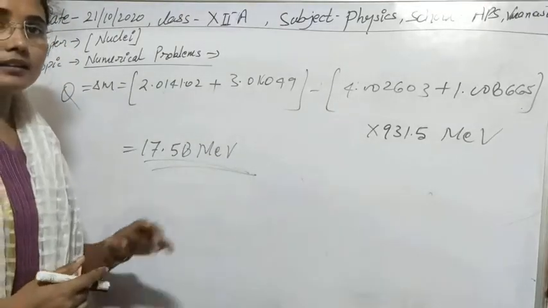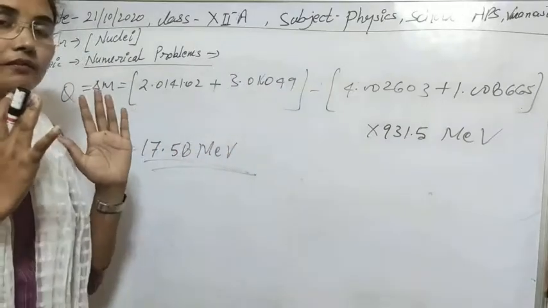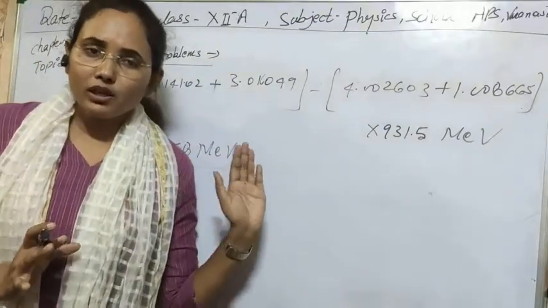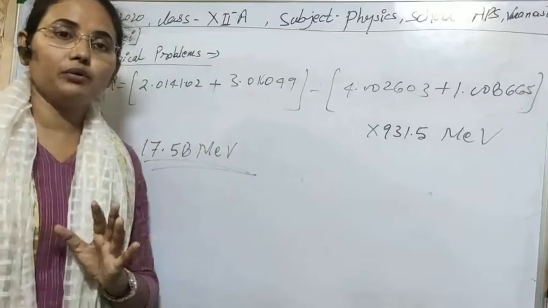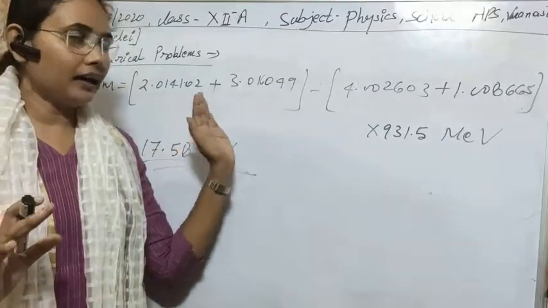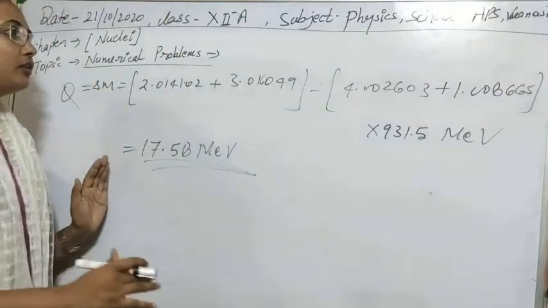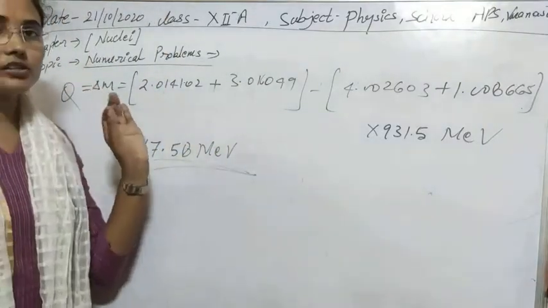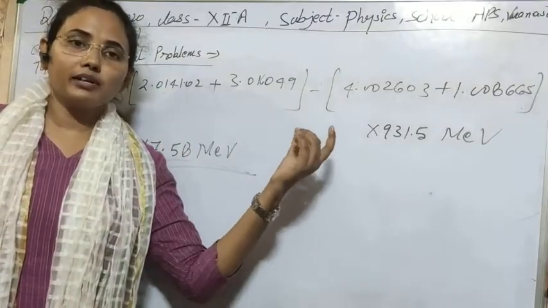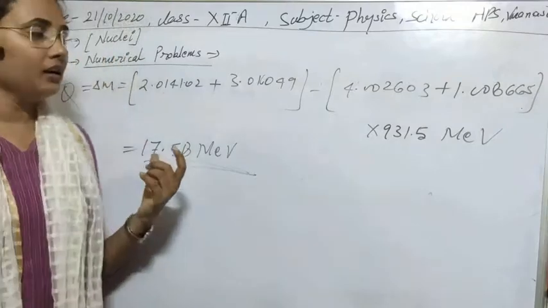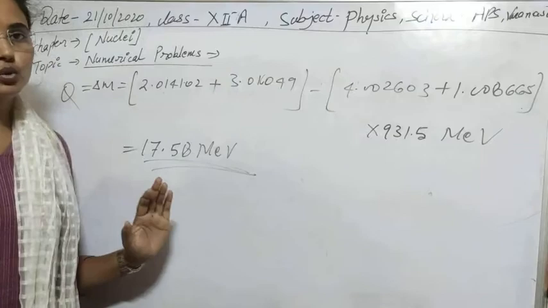So I think there is no confusion regarding all this. If masses are given in the form of kg, I have already told you the conversion of kg into u and other things, so there should not be any confusion. But still I want to tell you, if masses are in kg, then we first have to calculate m into c square. We have to multiply by the speed of light squared, and after that we will get the value of energy in joules.